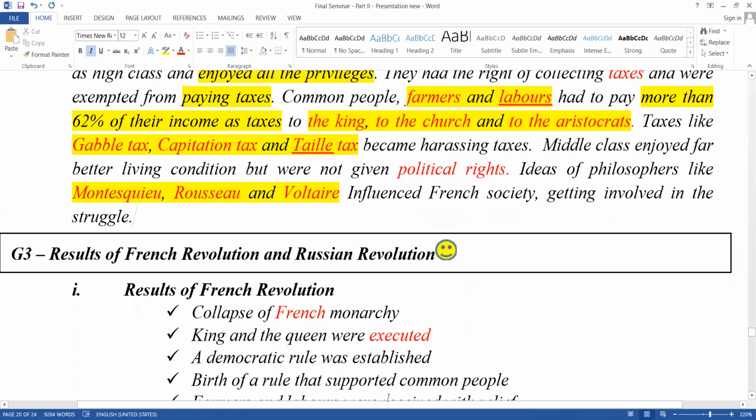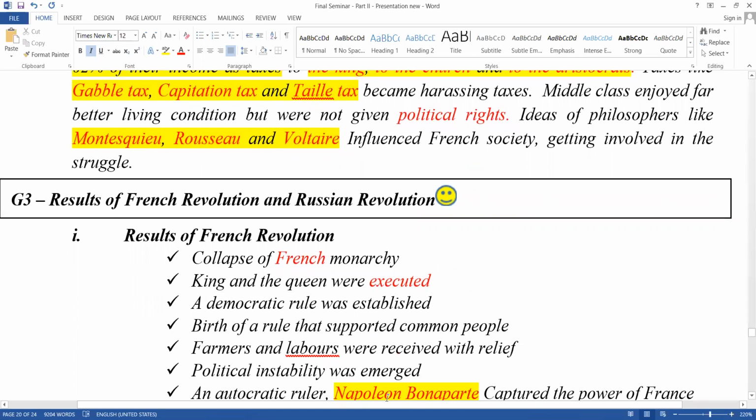And a democratic rule was established. After that, a good rule was established, the birth of a rule that supported common people. The problems of common people, farmers and laborers, were to some extent solved. Laborers were received with relief, but they could not enjoy the freedom. Once again, an autocratic army commander called Napoleon Bonaparte captured the power of France. Those are the results of the French Revolution.